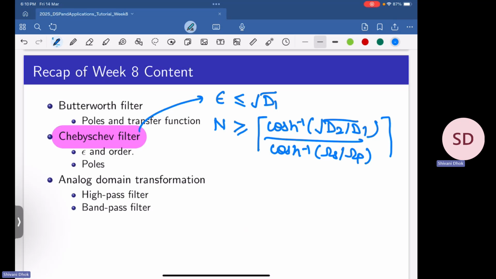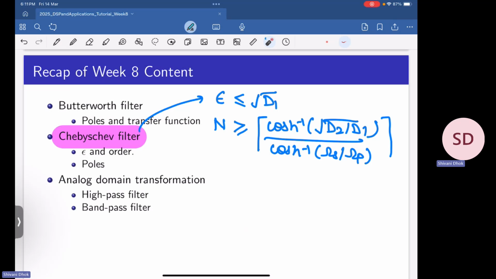Okay, and we also saw how the transfer function of this Chebyshev filter looks, and we had a good discussion on this filter. So these are the two types of filters that we discussed in this week, and we'll be looking at only these two filters in this course for IIR filter design.